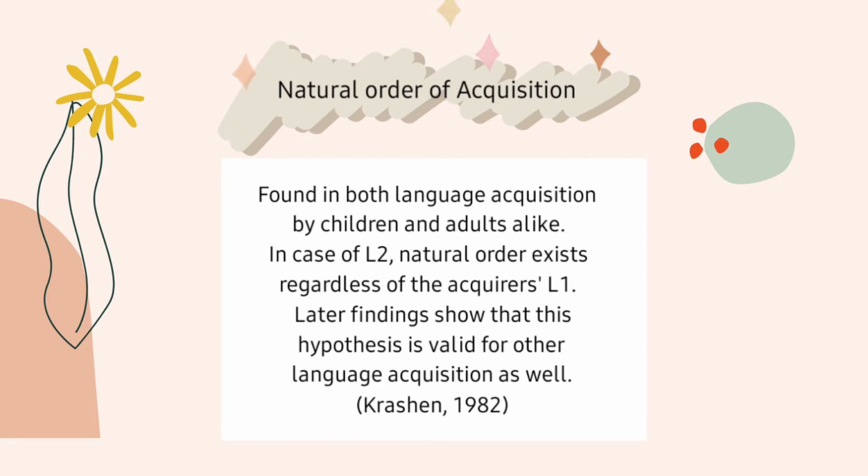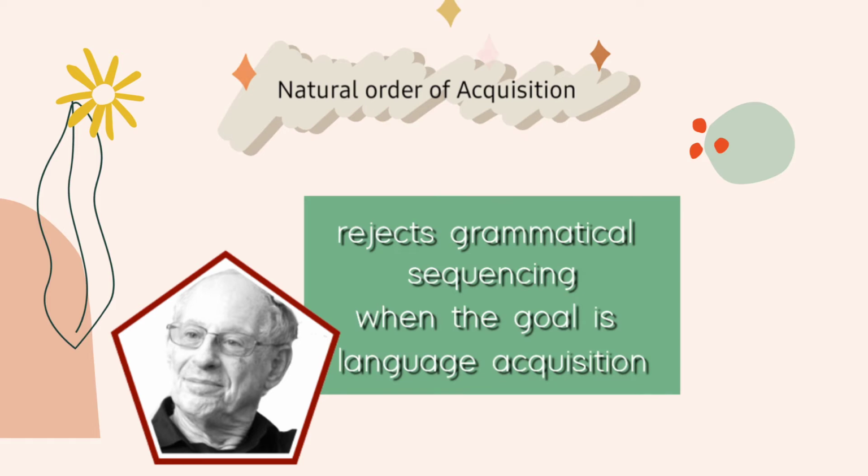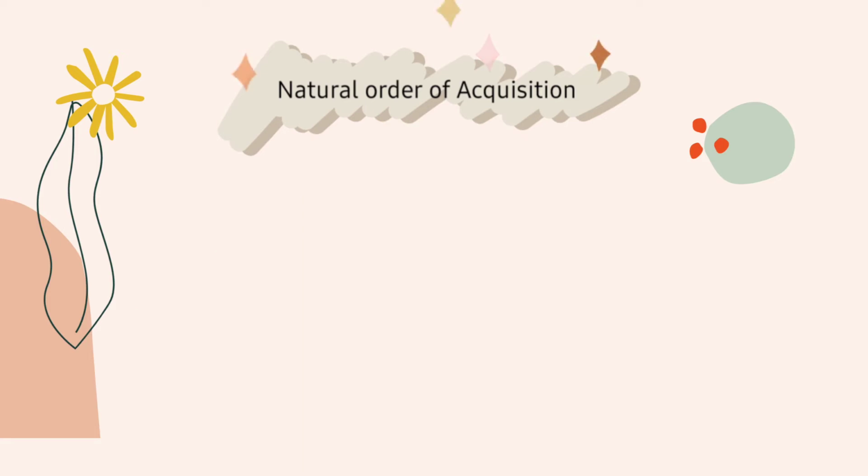In the case of second language, natural order exists regardless of the acquirers' first language. Later findings show that this hypothesis is valid for other language acquisition as well. Krashen, however, points out that the implication of the natural order hypothesis is not that a language program syllabus should be based on the order found in the studies. In fact, he rejects grammatical sequencing when the goal is language acquisition.